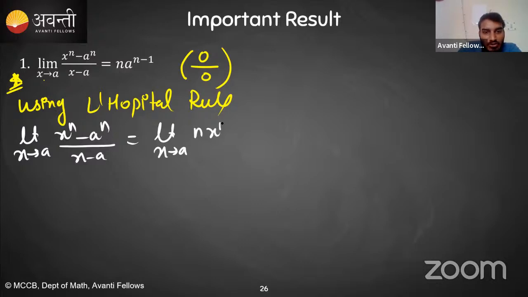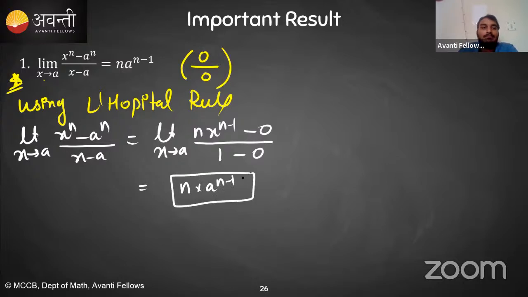N times x raised to the power n minus 1. A raised to the power n is constant, so minus 0 divided by differentiation of x, which is 1. Differentiation of a is 0. So what you are getting is n times x raised to the power n minus 1 upon 1. So we got rid of the 0 by 0 form, right? Now directly put x equal to a. So you will get n into a raised to the power n minus 1. So that is the result.